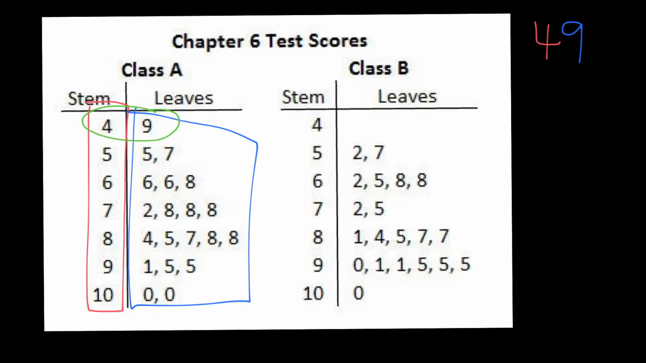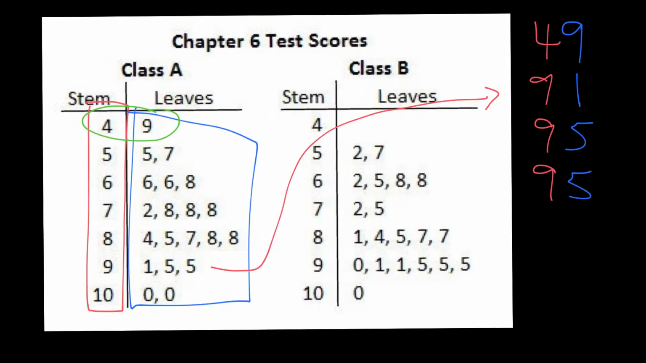As another example, I'll do this one. This would be 91, and the 9 is the first digit, so 9, 9. You can see that there's 3 numbers in the 90s, and it would be 91, 95, and 95. These ones down here would actually be a 10 and a 0, so 100. So there's 2 100s in that class.